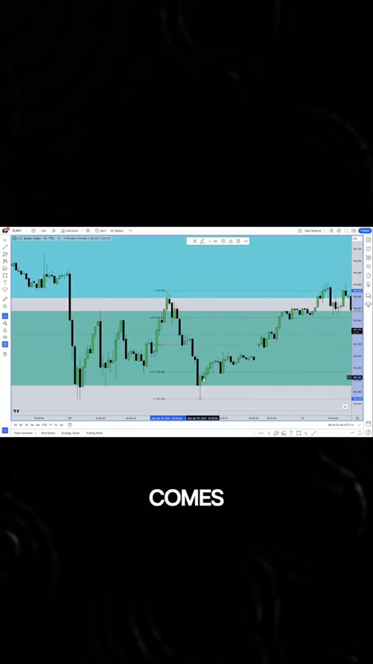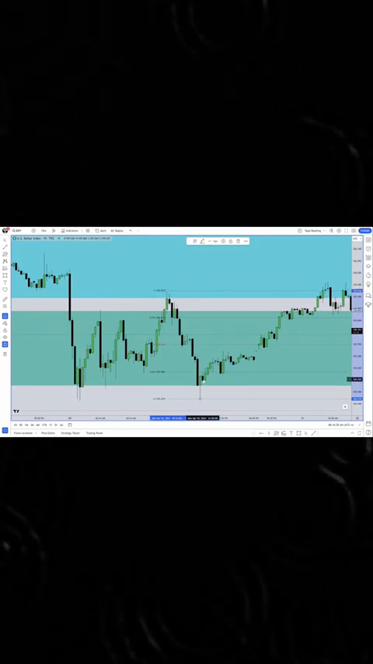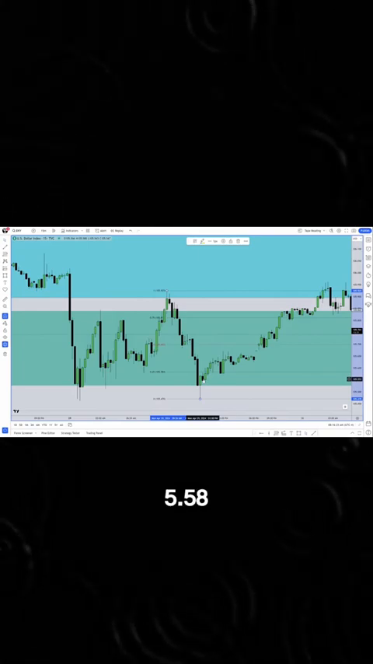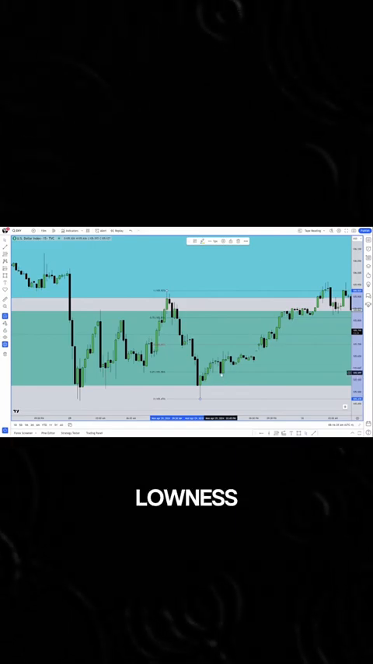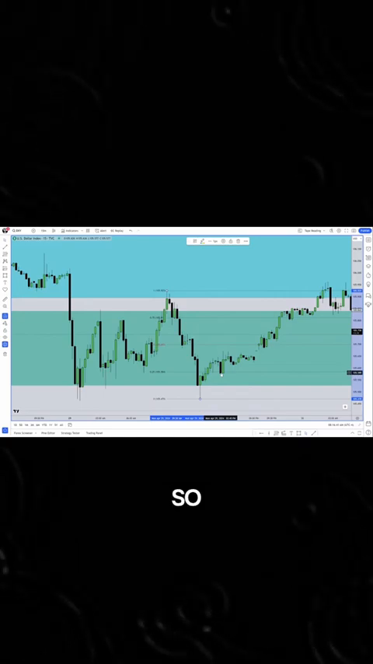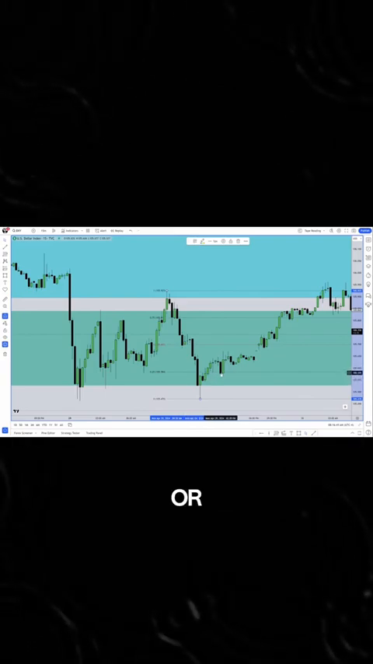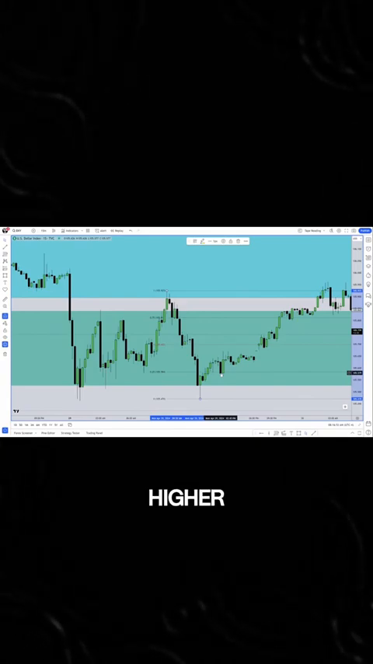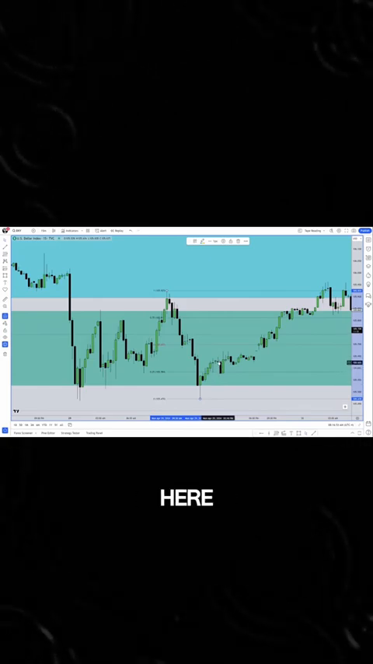The high of that candle comes in at, you're going to be looking up here. The high of that candle is 105.58. The low in this candle is 105.577. So did it hit that level there and reverse or show willingness to act like a trampoline and rally higher? Yes. Now we have these two down closed candles here.